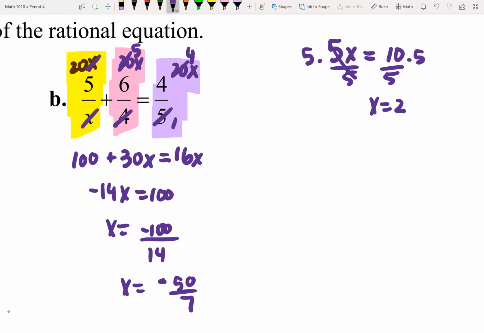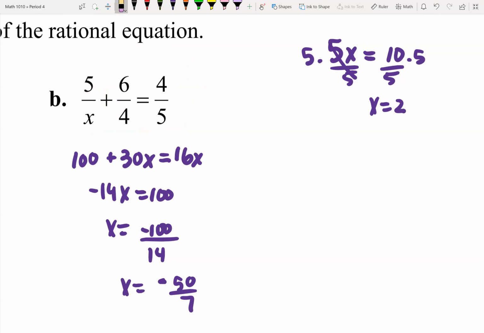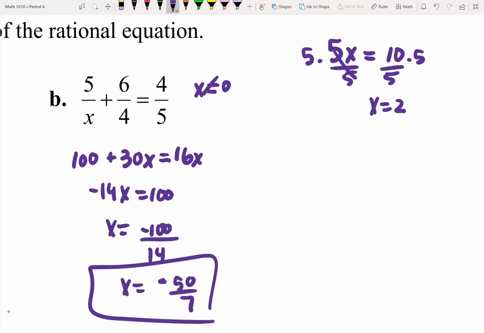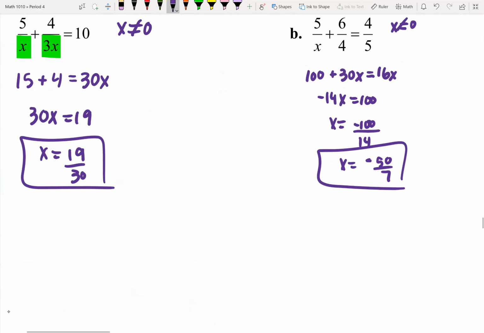Now, before I say I'm done, I have to make sure that negative 50 over 7 is not a restriction. And like I said, I want to start that way, but I keep forgetting to do it. And I want you to actually write it down. Do I have any restrictions as to the value of x on this problem? Yes, what is it? X can't be 0. Yep. So our answer is really our answer. What if I got a 0 when I solved it, but 0 was a restriction? What would the answer then be? No solution. Good.